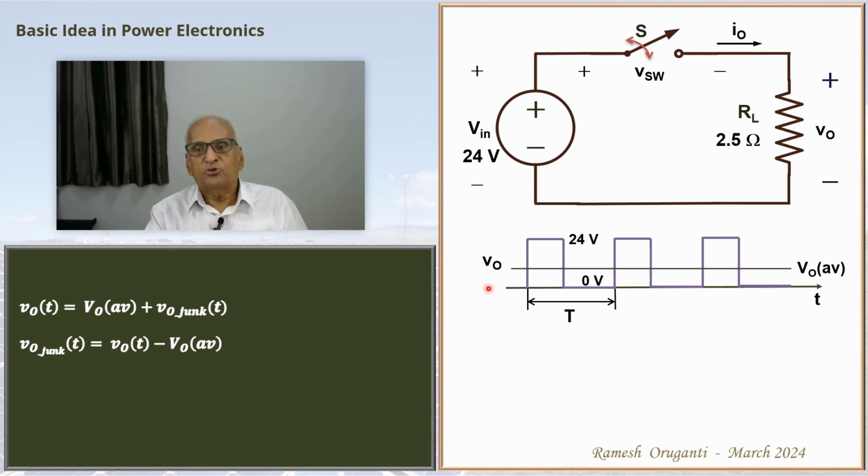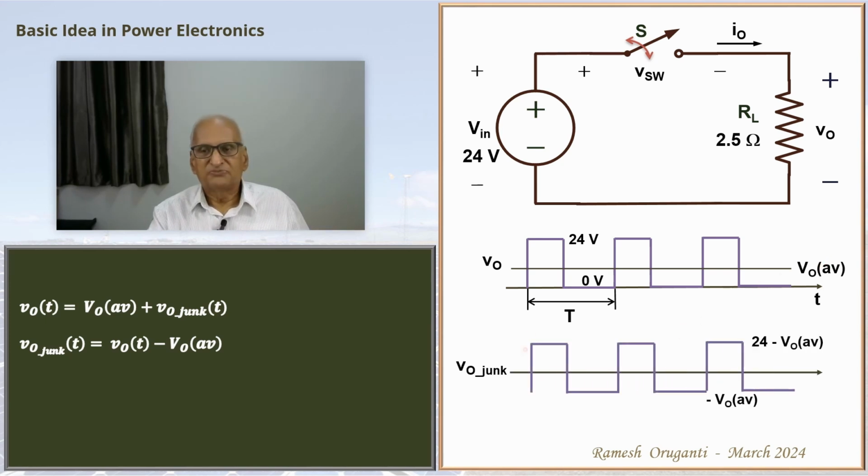So for that, you take the output voltage waveform here and at every instant subtract VO average in a general case. In this particular case, all you need to do is take the VO waveform and push it down by the VO average, that is 5 volts. So that is the waveform sketched here. This is 24 volts, VO average is 5 volts. So this peak here, this one, will be 19 volts.